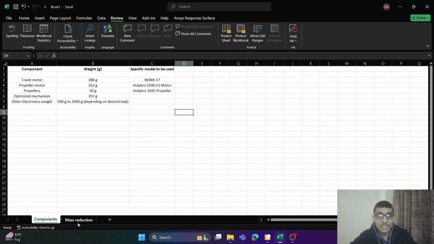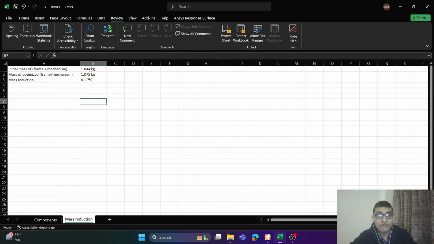So in summary, I am able to get a mass reduction from 1.844 kg to 1.075 kg, which is actually a 41.7% mass reduction with a factor of safety of 6. So this is what I intended to do with Altair Inspire, and it's a great learning for me.